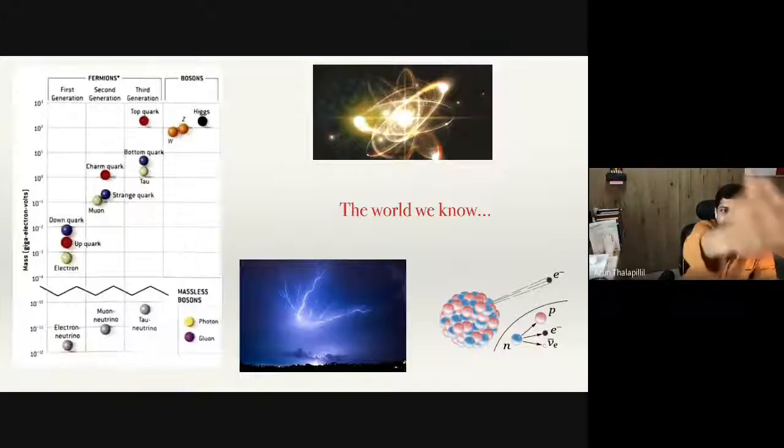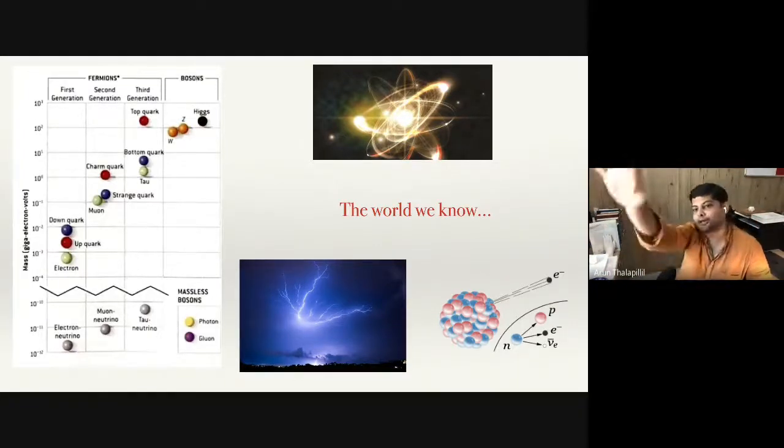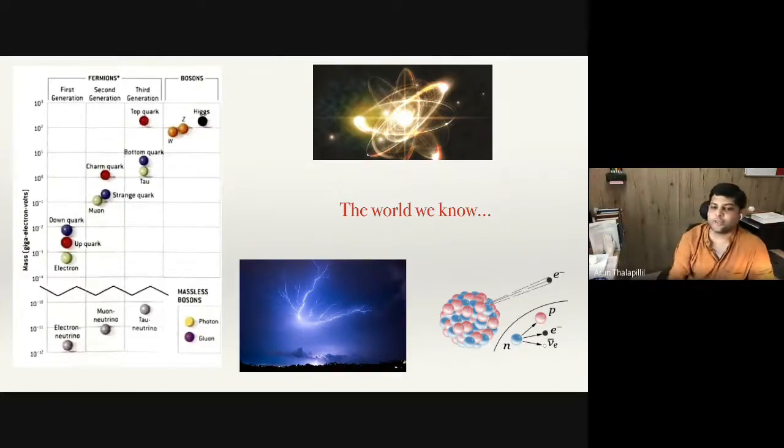Particles get a mass due to the Higgs field, as far as we know. And that is what is shown on the left. And this is what gives you atoms, as shown on the top right. This is what gives you phenomena like electromagnetism. It is what gives you things like beta decay.